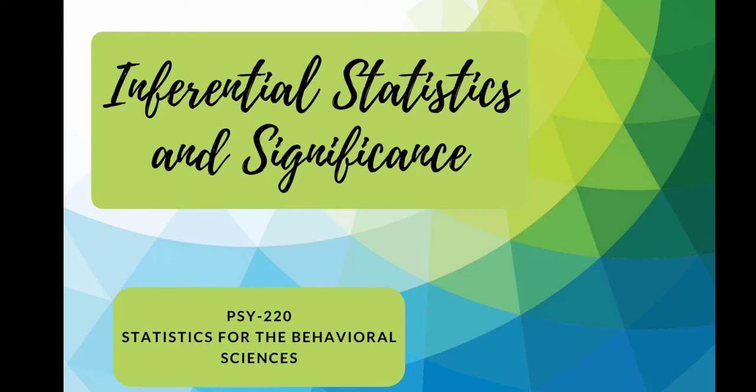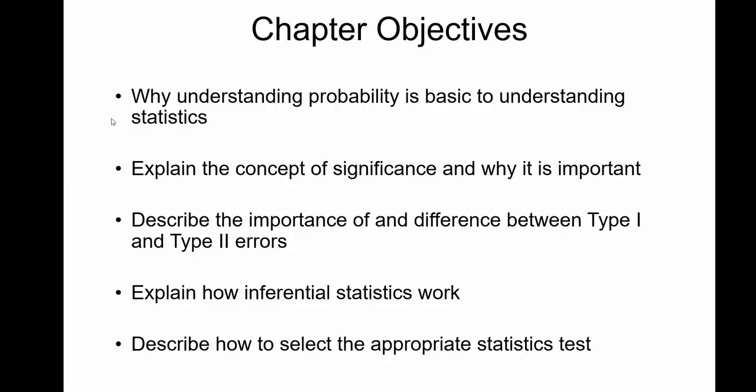Hey guys, this is going to be part one of my lecture videos for inferential statistics. In this module we have 5 objectives that we are going to cover. First, we're going to talk about why understanding probability is important to understanding statistics. We're going to explain the concept of significance and why it's important. We're going to talk about the difference between type 1 and type 2 errors. We're going to talk about how inferential statistics work, and then how to select the appropriate test within inferential statistics.